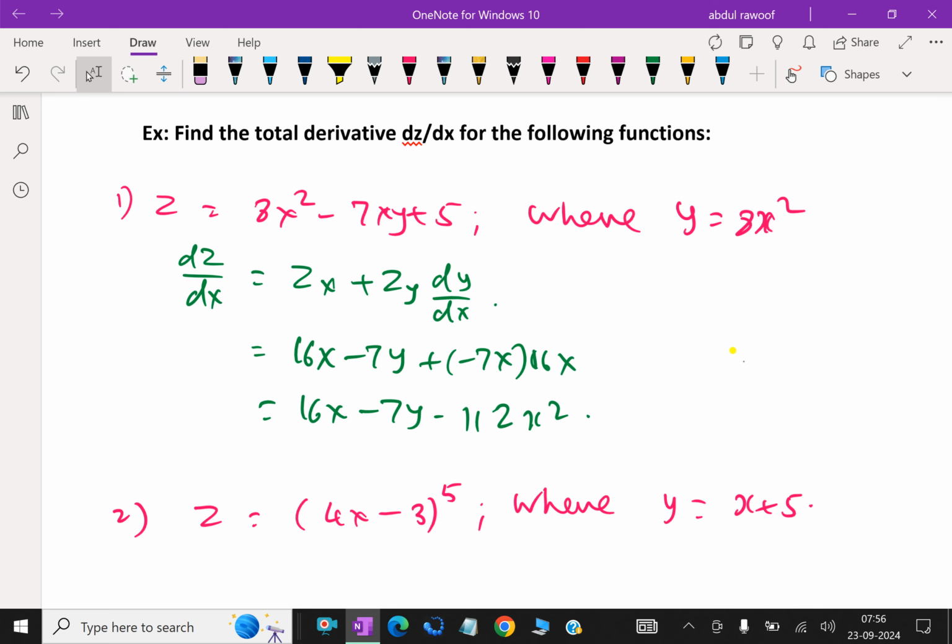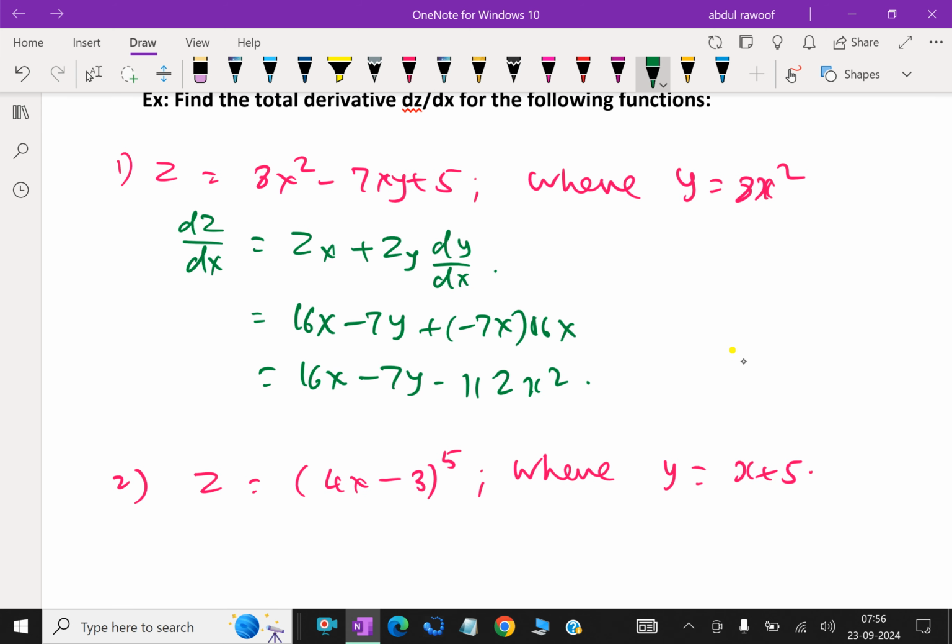Seven into six is forty-two. Four remainder. Seven plus four is eleven square. So in order we'll write, which is equal to 112x square plus 16x minus 7y.